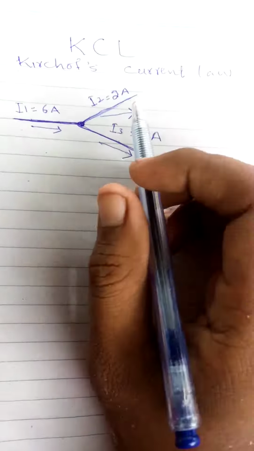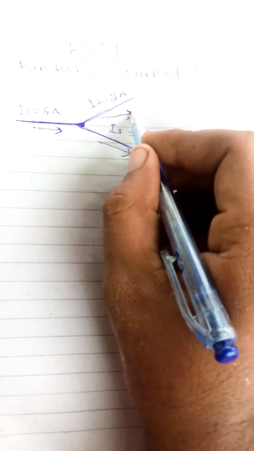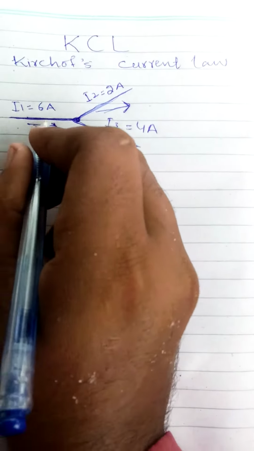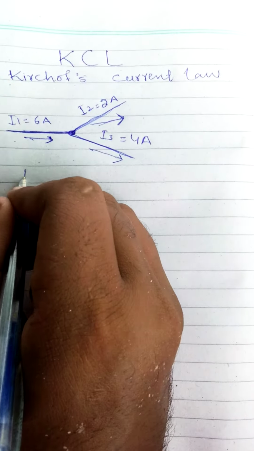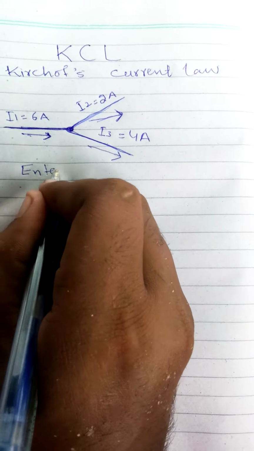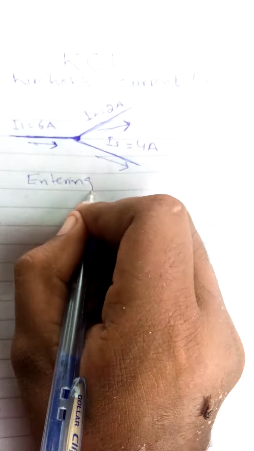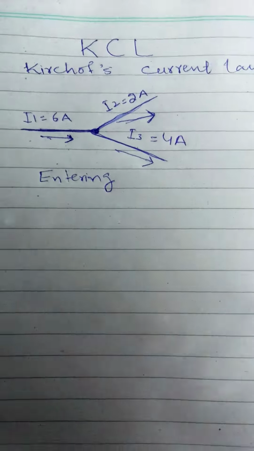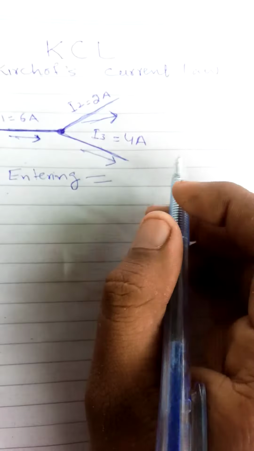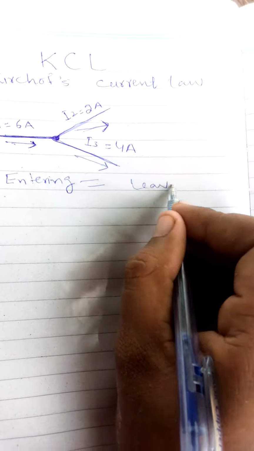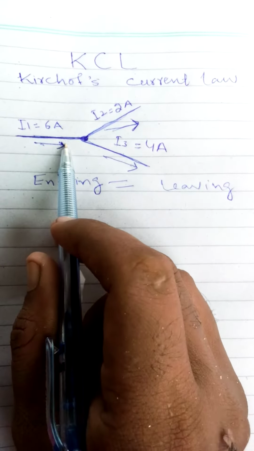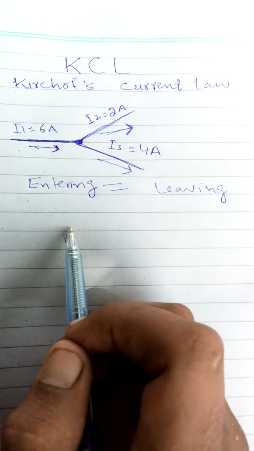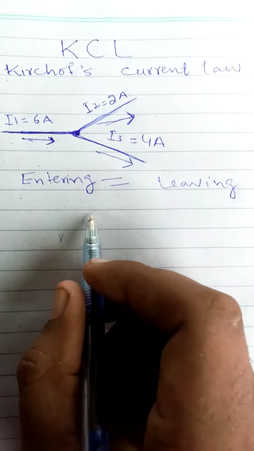So you can see here the arrow. This arrow is entering, so because it is entering, first we write it as entering. You see here this current is entering and these two currents are leaving.